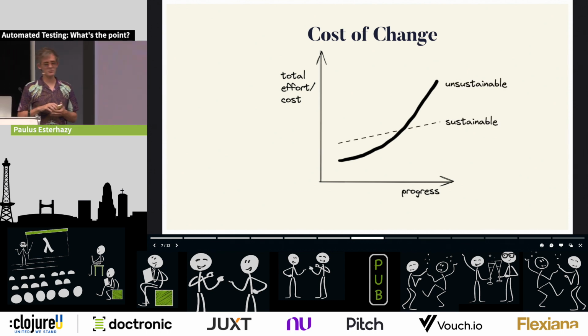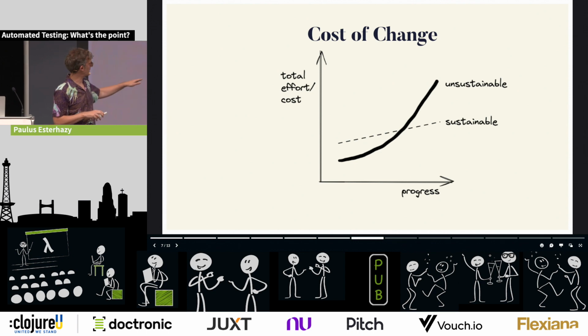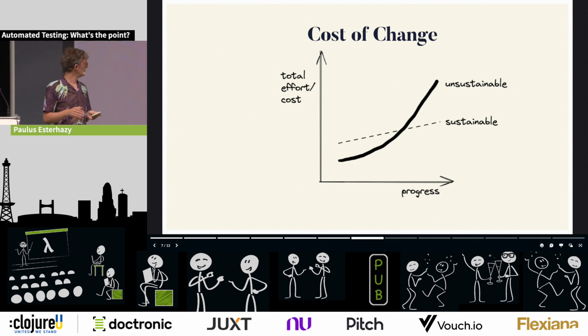So what we wanted was more something like this dotted line. What we wanted was sustainable growth, where the cost is increasing in proportion to the progress that you're making. And that means that a feature that you develop 3 years into the project would take about the same amount of effort that it did at the beginning of the project. That's what we really want in software development.